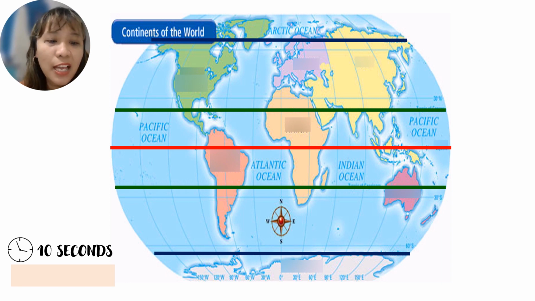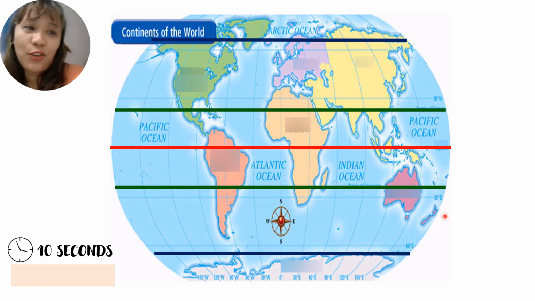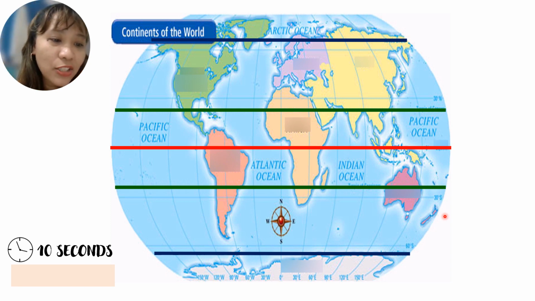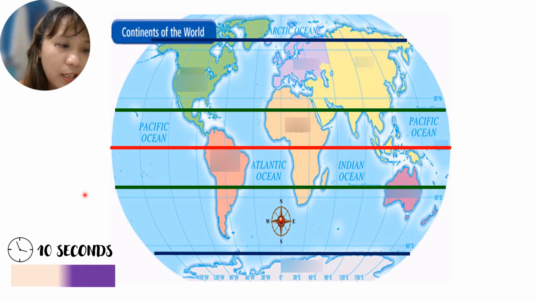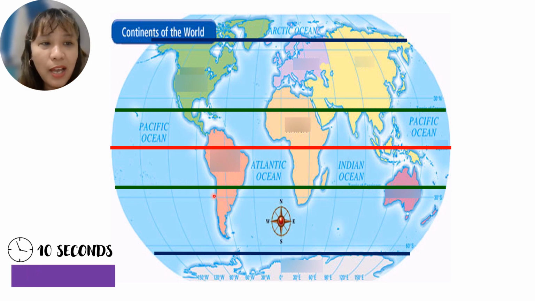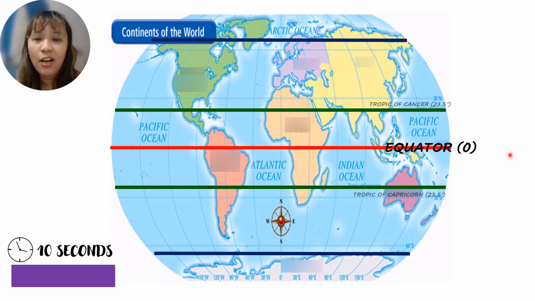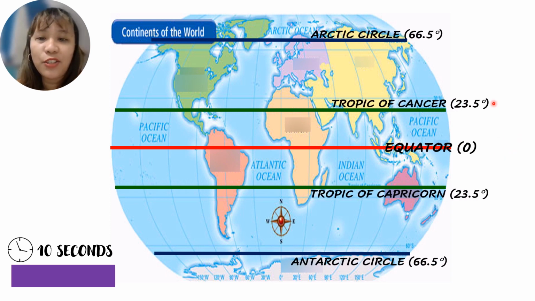Okay, so these are the lines that represent the 5 major lines of latitude. I'm going to give you 10 seconds to think over again so that we can answer all together. 10 seconds starts now. Okay, time's up. So the 5 major lines of latitude are Equator, Tropic of Cancer, then Tropic of Capricorn, the Arctic Circle, and the Antarctic Circle.